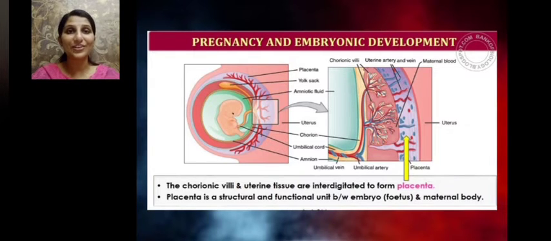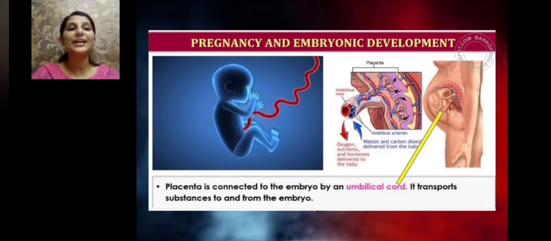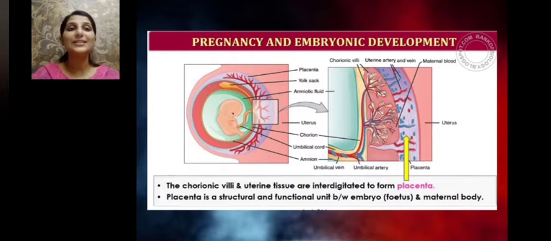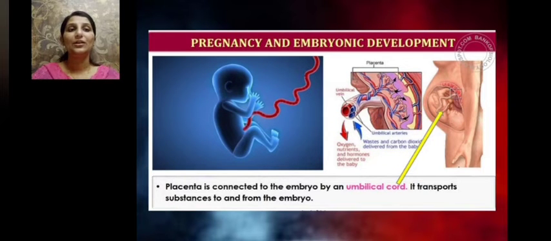The fetus is a structure which resembles an adult human. It has all the body parts equivalent to a human, and that's called a fetus. So the structural and functional connection between the fetus and the maternal body is made with the help of the placenta. The placenta is connected to the embryo by a structure called the umbilical cord. This is the umbilical cord which connects the placenta. The placenta is connected to the embryo by the umbilical cord, and it transports substances to and from the embryo.